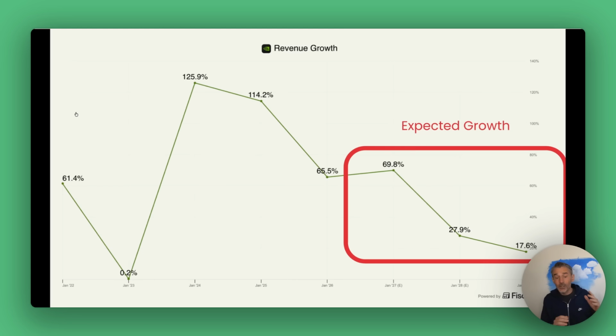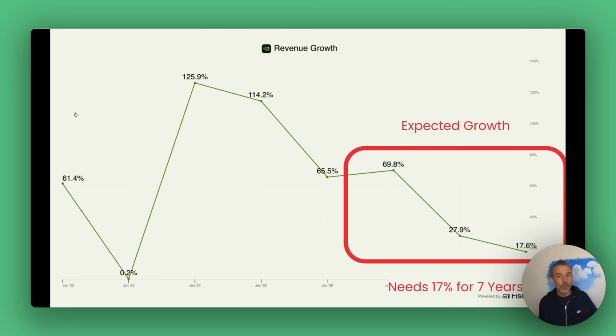Now, as I said, they're expected to do 70% revenue growth this year, followed by 28% the following year. And then in the third year, they're down to that below our threshold. Remember, we said 22, 23%. By 2028, they're expected to be at about 18%. Now, that being said, if they were to hit these numbers, it's worth pointing out that in years 4 through 10, they just need 17% revenue growth.